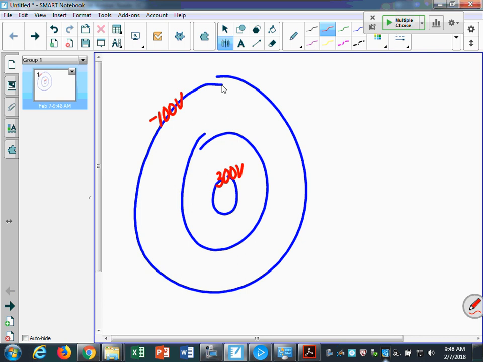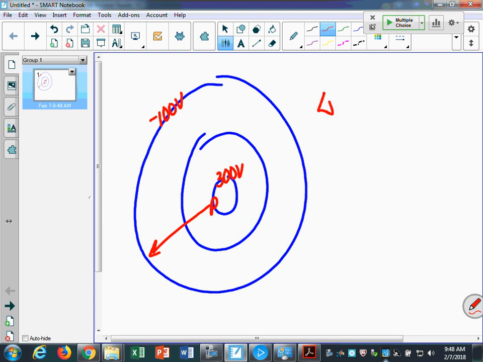Protons move from high to low potential. So if I have a proton right here, it's going to roll downhill, so to speak. It moves from high to low potential. And so it moves from 300 volts to minus 100 volts. And what it asks is, what is its velocity when it goes through that potential difference? This is very similar to your OpenStax question. We've had questions like this similarly in class.